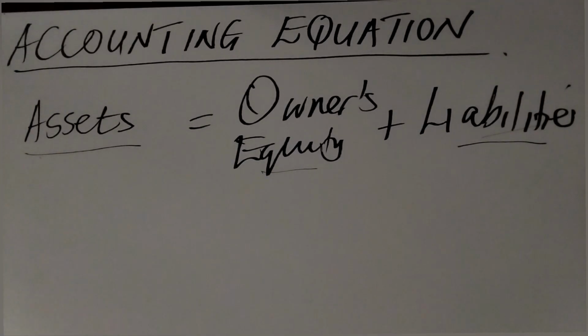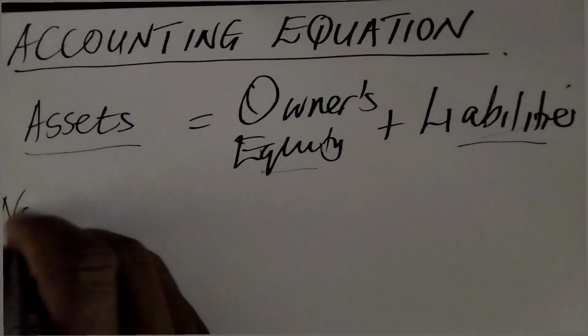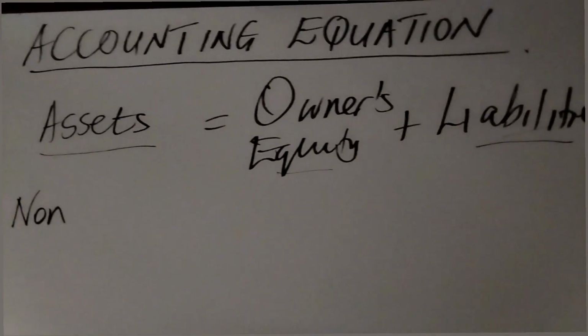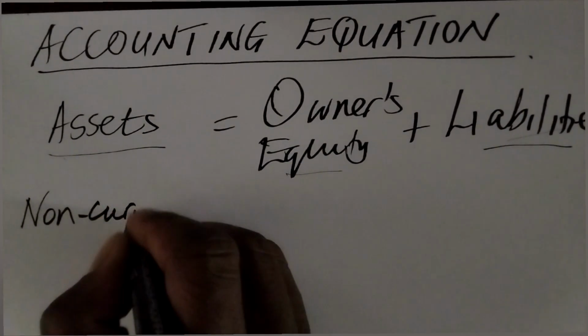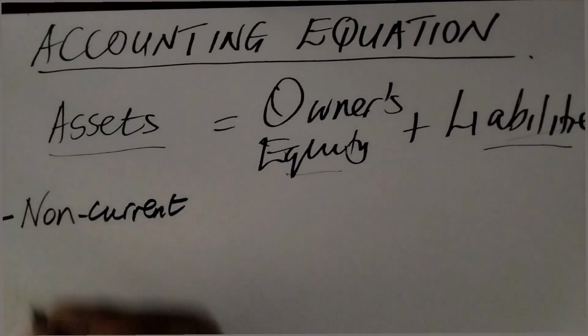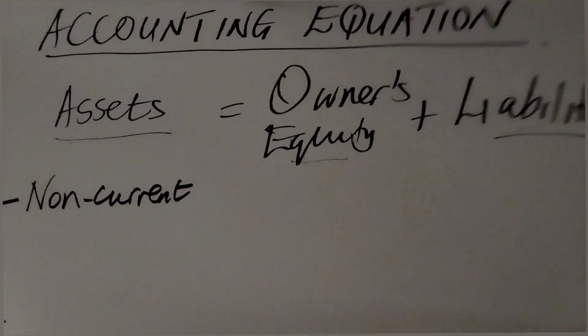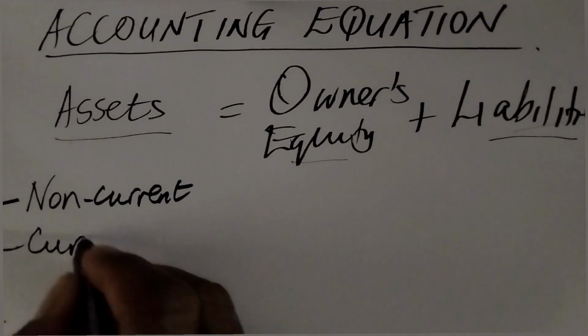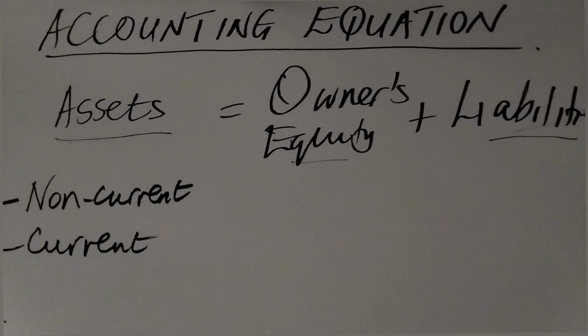Now, the next thing is that assets are classified into two classes. The first class is called non-current assets. And then the second class is called current assets. Your non-current assets refer to those assets that are long-term, that take long in order for them to be disposed of, and they are used to generate income.